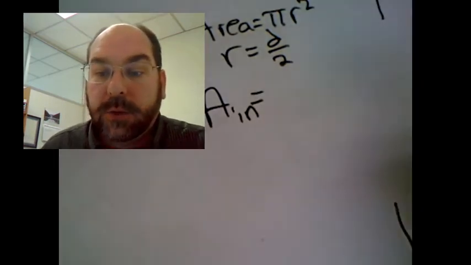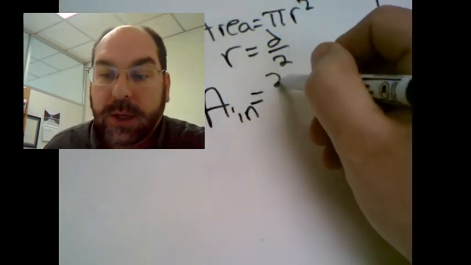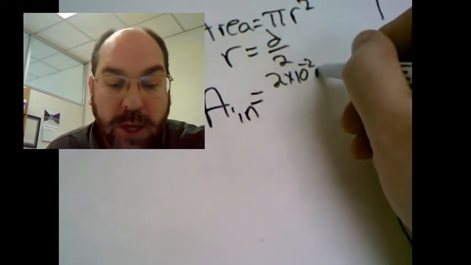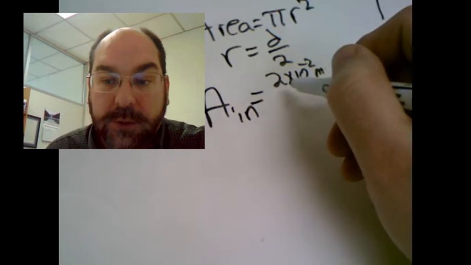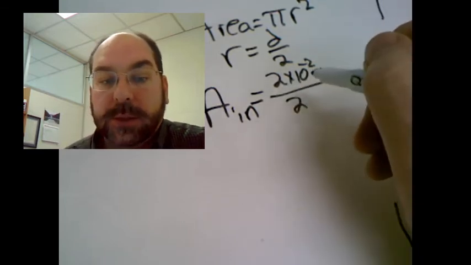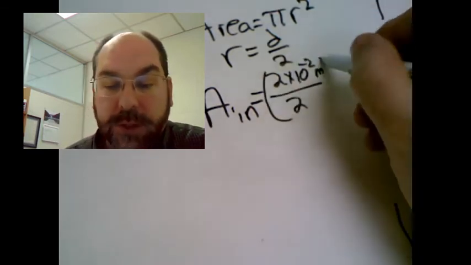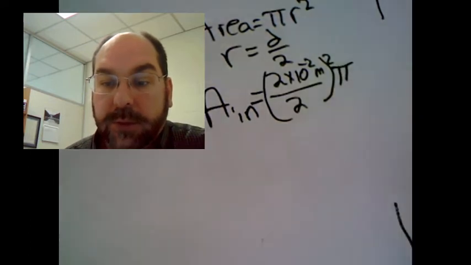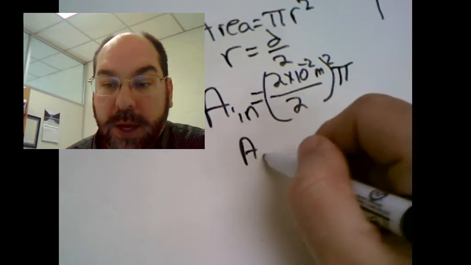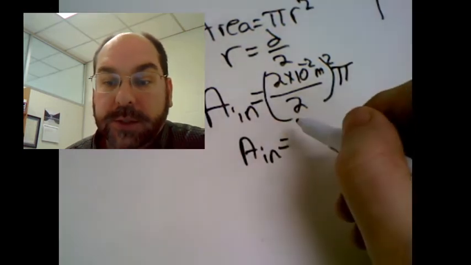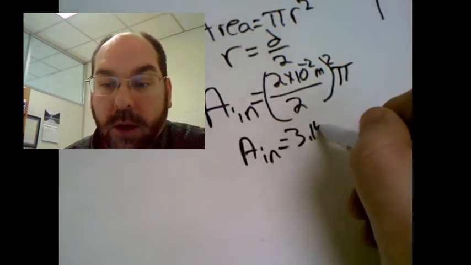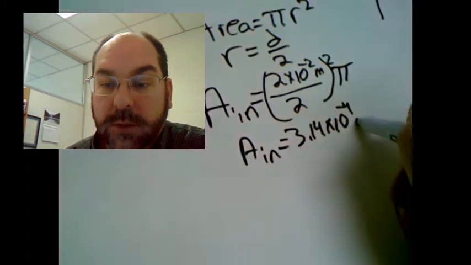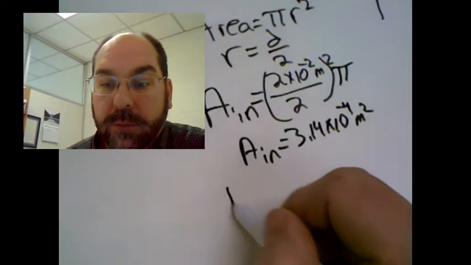radius equals diameter over 2, so area in equals diameter over 2 squared, and that's 2 times 10 to the negative second meters. We have to get good at this, because we can't spend thousands of hours converting centimeters to meters all the time. So 2 times 10 to the negative second meters divided by 2, squared, times pi. That's pi r squared. That gives us an area in of 3.14 times 10 to the negative fourth meters squared.